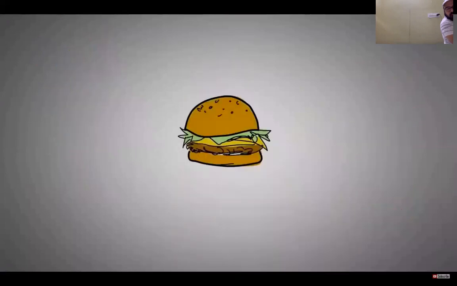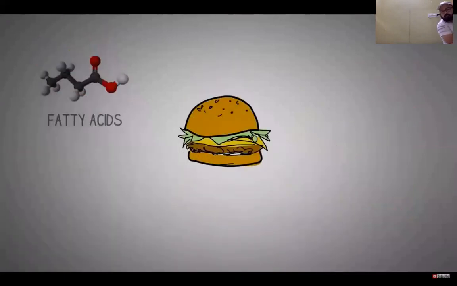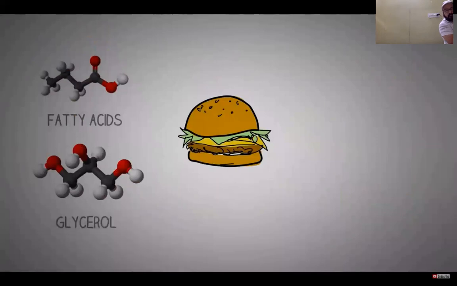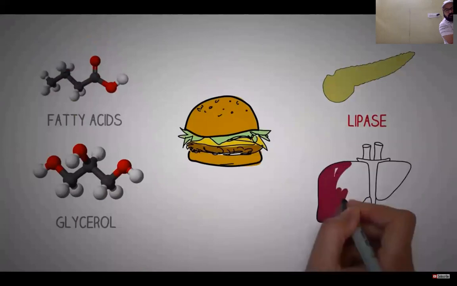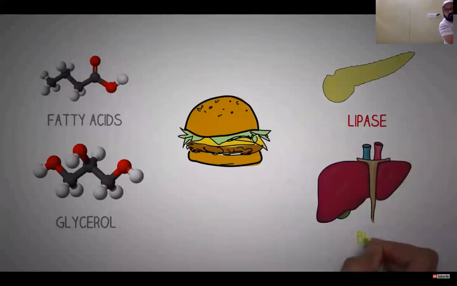The fat in our diet is converted into simple molecules like fatty acids and glycerol from the enzymes from pancreas and liver. The pancreatic enzyme lipase is the main fat digesting enzyme, whereas the bile from the liver helps to digest the fats.